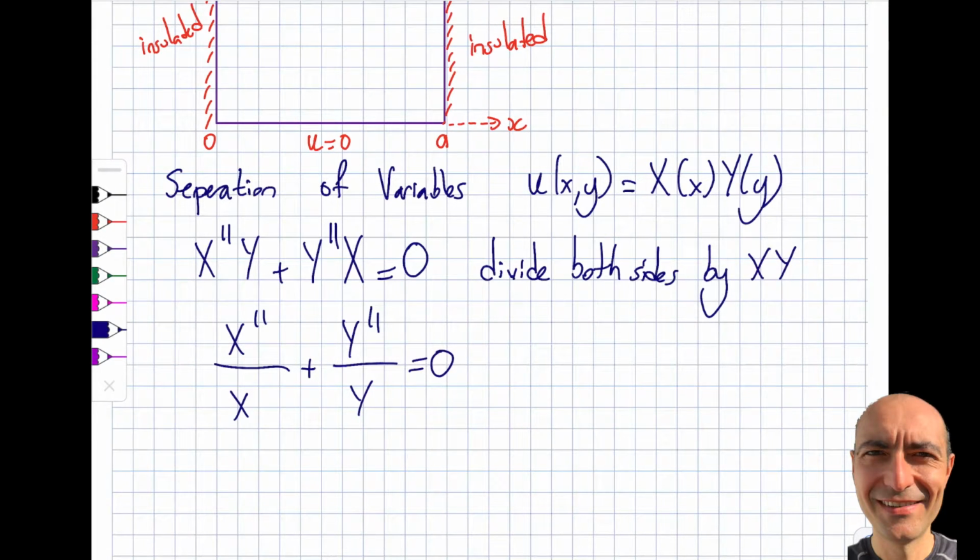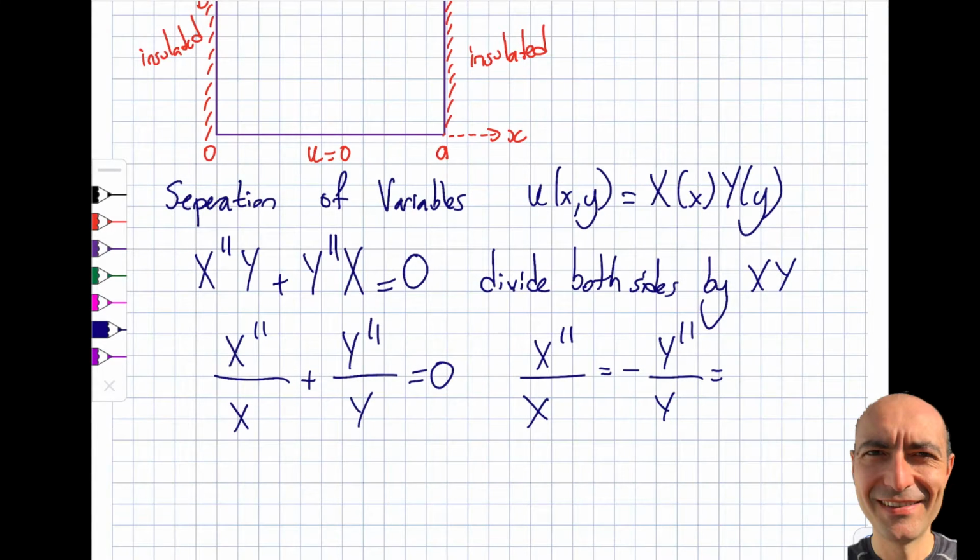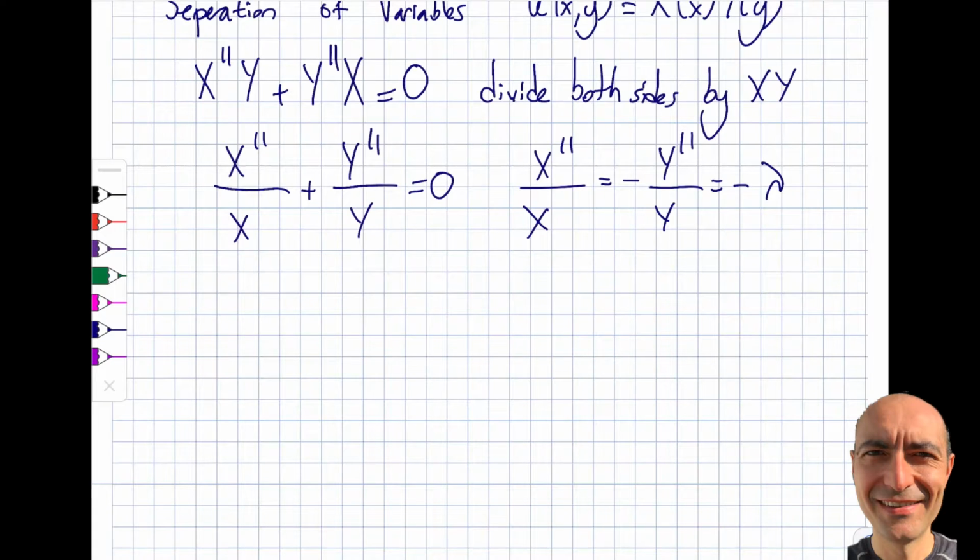So if I move things around, I'll get X''/X is equal to minus Y''/Y, which is equal to my separation constant of lambda. Now this will enable me to have 2 separate ODEs, and the first one will be X'' plus lambda X is equal to 0. This will be a Sturm-Liouville problem, and it was the same thing in the wave equation, it was the same thing in the heat equation as well, so that's not a big deal.